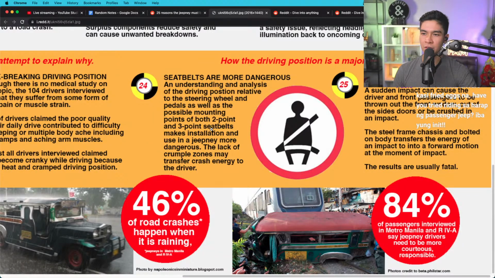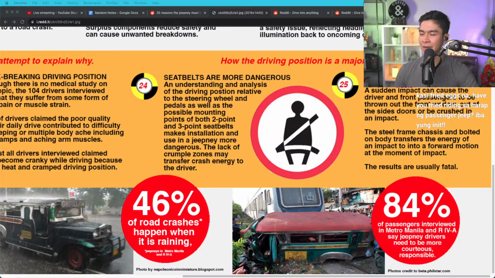Seatbelts are more dangerous. An understanding and analysis of the driver position relative to the steering wheel and pedals as well as the possible mounting points of both 2 and 3-point seatbelt makes installation and use in a jeepney more dangerous. The lack of crumple zones may transfer crash energy to the driver. That is true. And gets ko yung sinasabi nito. Ibig sabihin lang nito, ang pangit lang talaga ng ergonomics ng upuan nila. So much so that parang masama pa lagyan ng seatbelts. That's how bad it is.